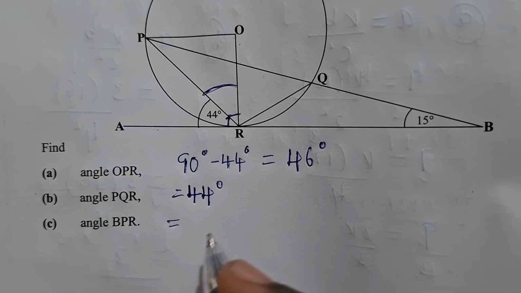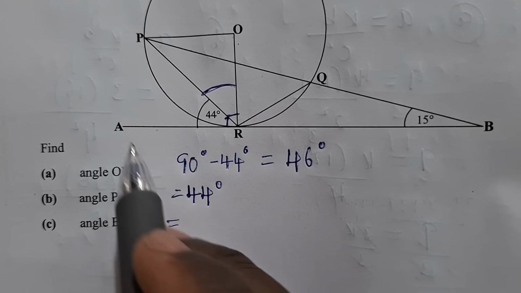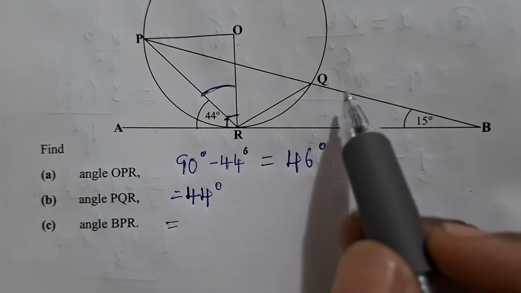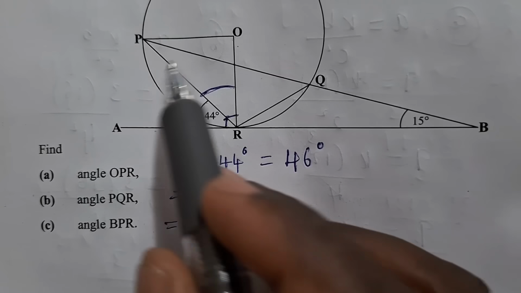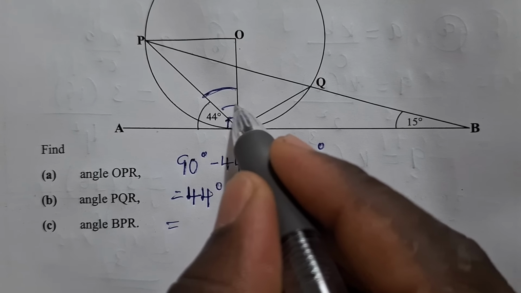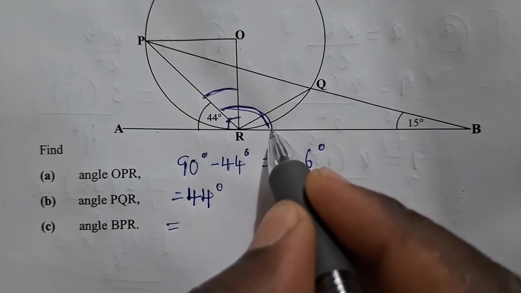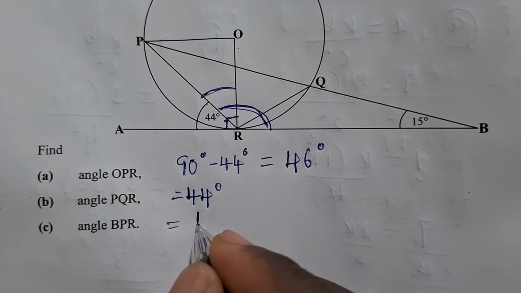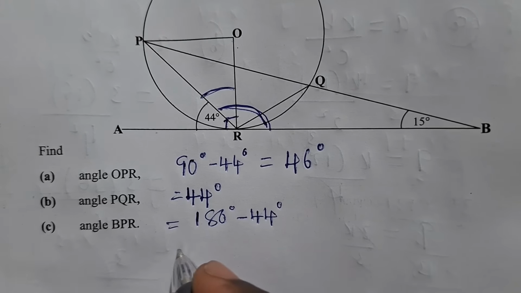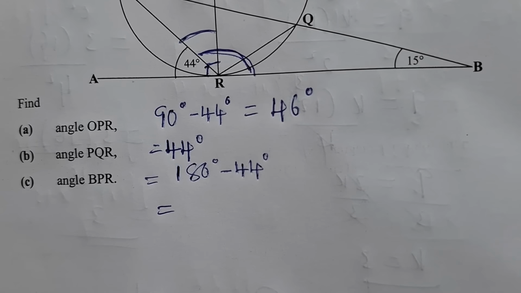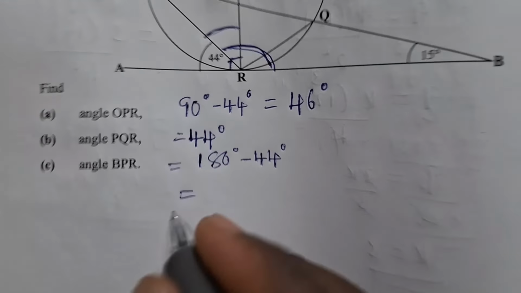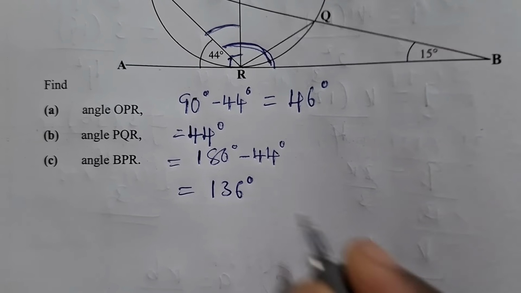We now go to the last question, question 17 here. Angle BPR. We are looking for this angle. We can first find this angle here. So we shall say 180 degrees minus 44 degrees. When we say 180 minus 44, we are getting 136 degrees.